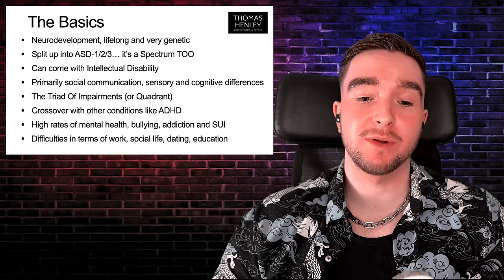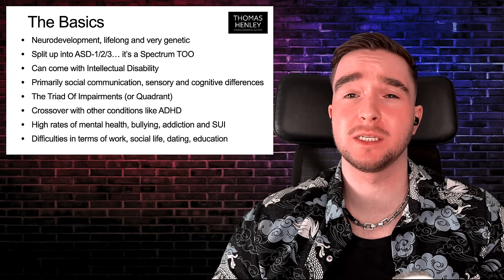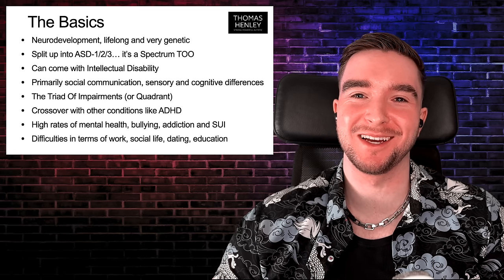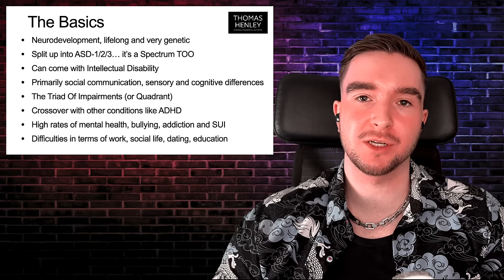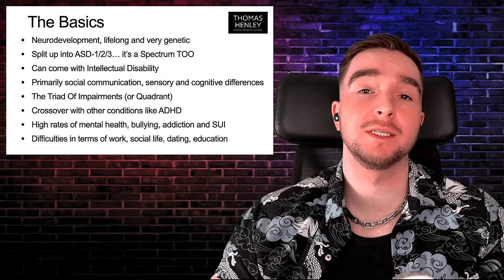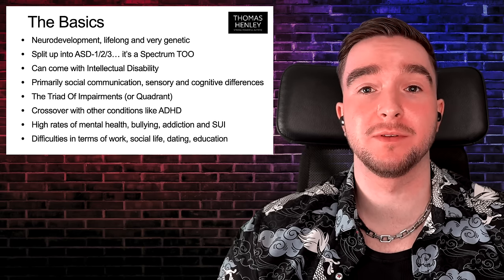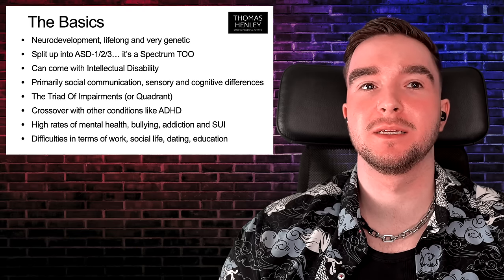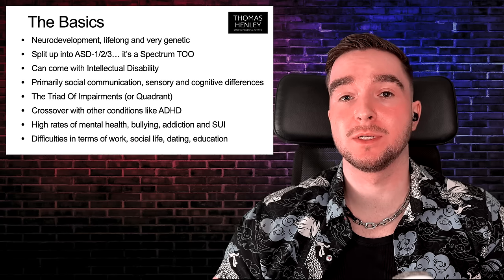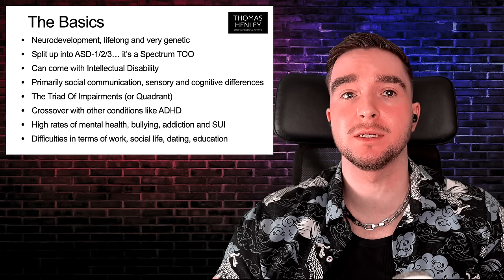Autism is generally split up in terms of ASD 1, 2, and 3. It used to be characterized as other conditions like Asperger's syndrome, childhood disintegrative disorder, amongst many, many other characterizations. Now it's ASD 1, 2, and 3, split up based on someone's outward presentation and support needs. It's a spectrum too, and I will get into what the difference between ASD and a spectrum is very soon. Autism can come with significant intellectual disability in some. It tends to be those who have an ASD 2 or 3 diagnosis.